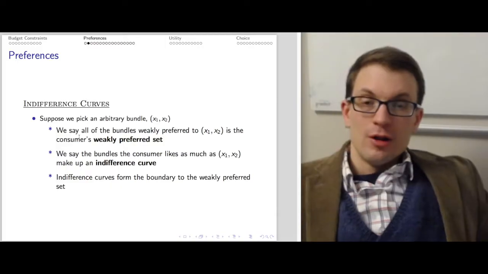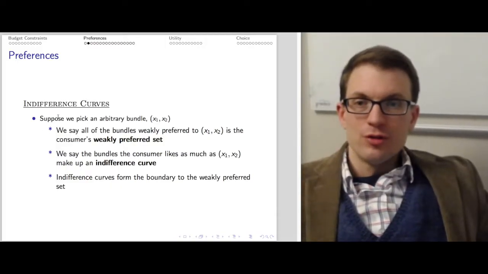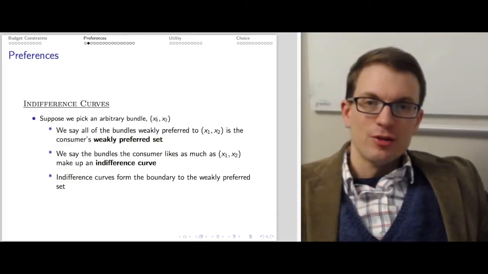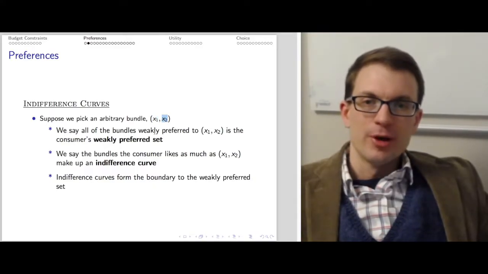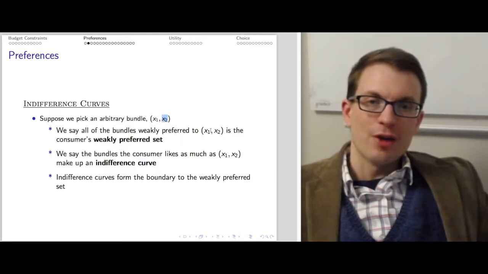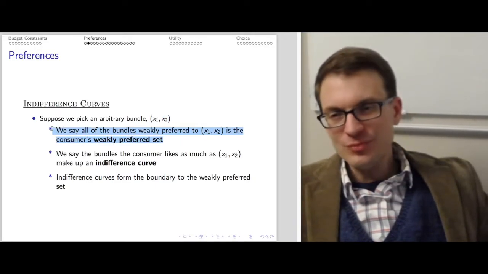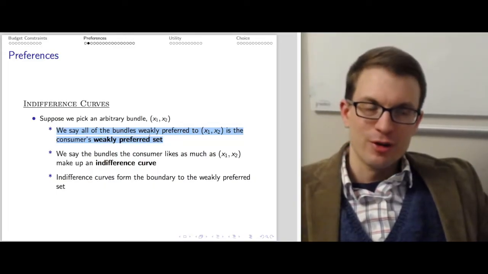So, suppose we pick an arbitrary bundle. This is the amount of good 1 and the amount of good 2 that we've got. We say all the bundles weakly preferred to x1, x2 is the consumer's weakly preferred set. All right, what do we mean by weakly preferred?